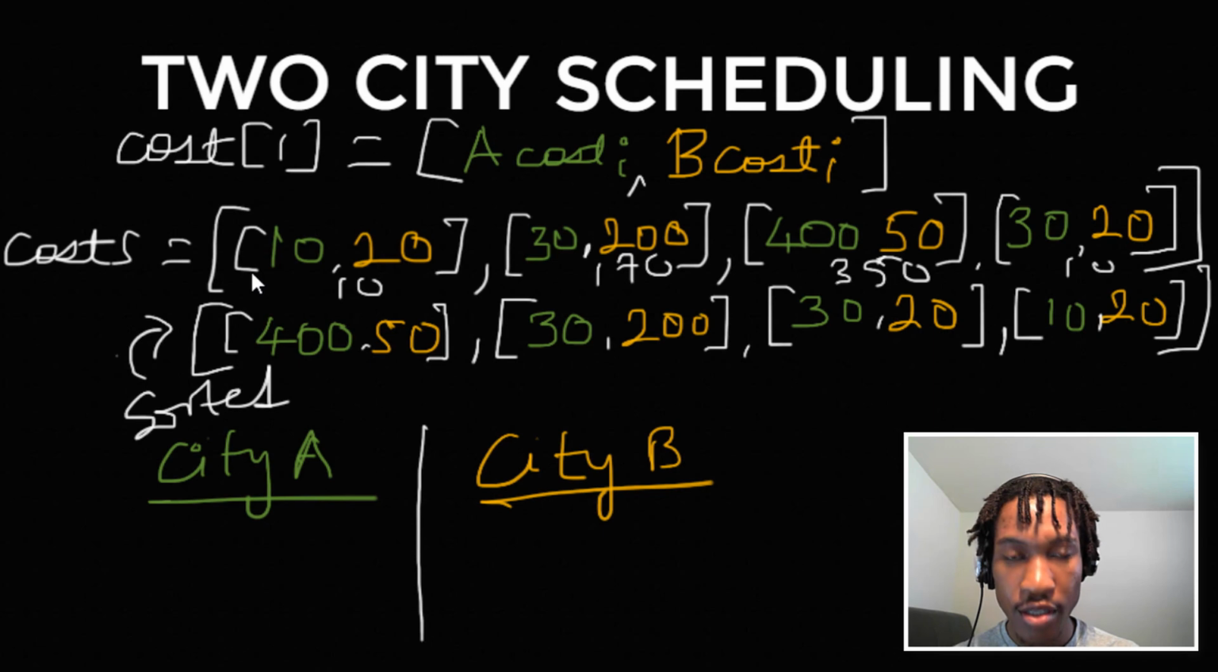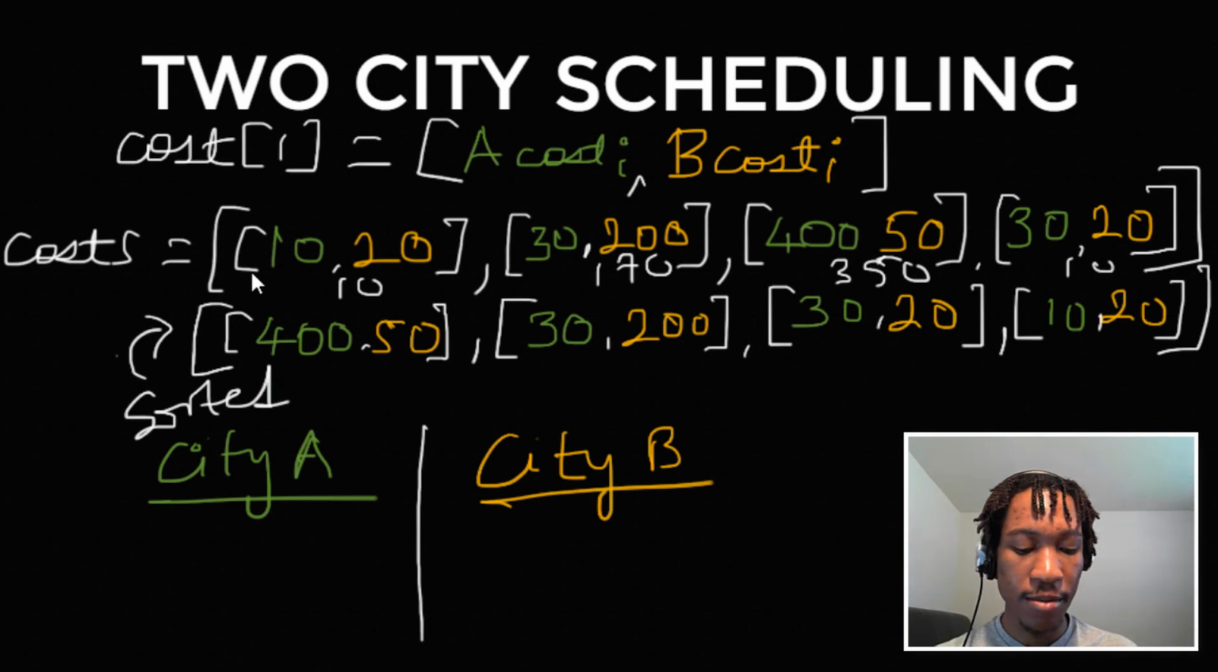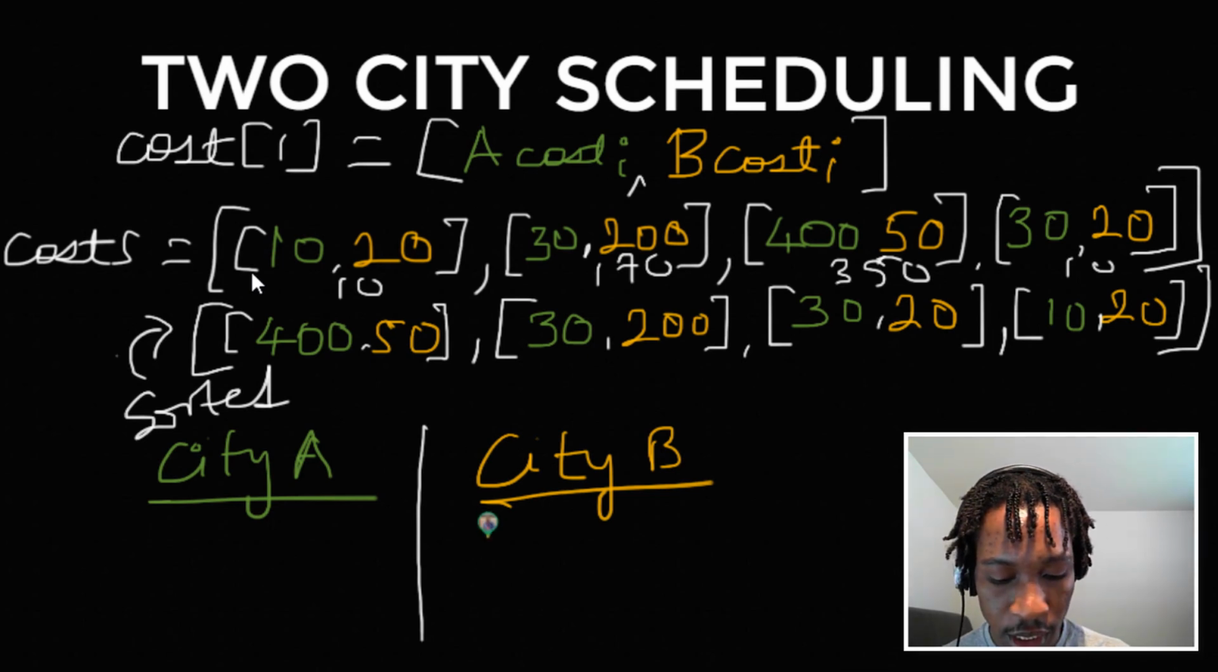All right, so we get to the first person, that's this guy, and then we check, is it cheaper to send this person to city A or city B? Now we realize that it's cheaper to send this person to city B because city B costs $50 and city A costs $400. So we send this person to city B. So city B has one person, and the cost for that is $50.